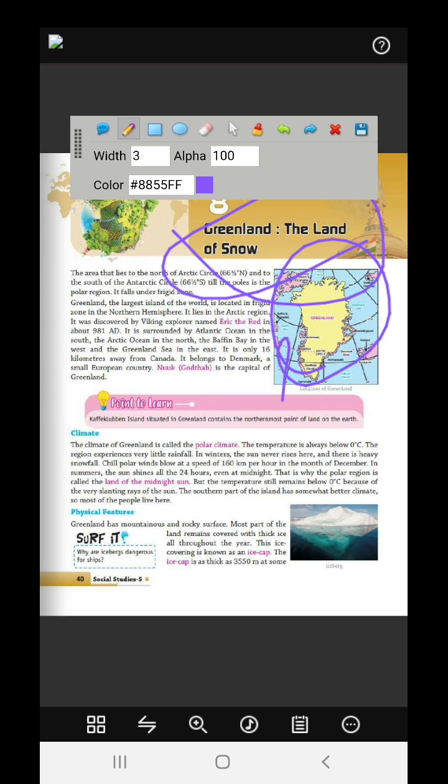Okay, so Nuuk is the capital of Greenland. So Nuuk is the capital of Greenland. You need to remember it. You need to memorize it.